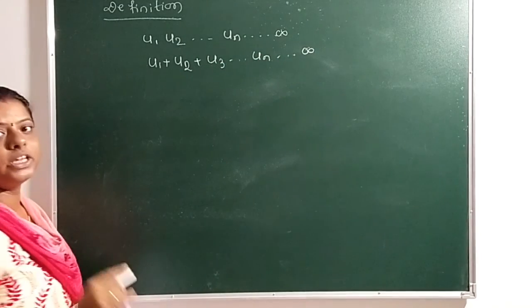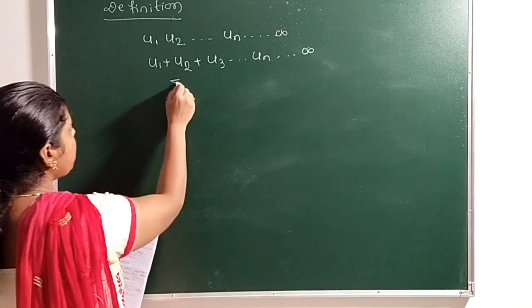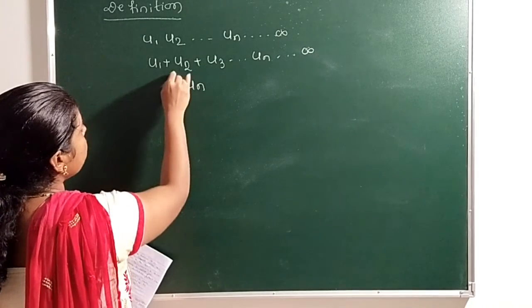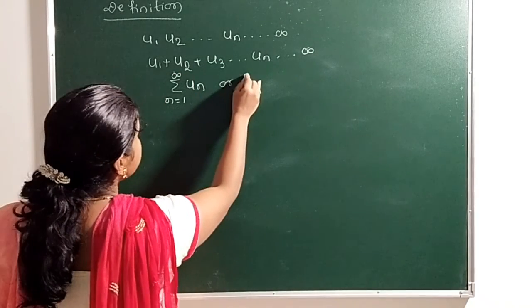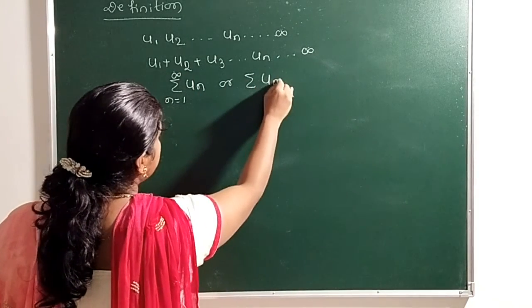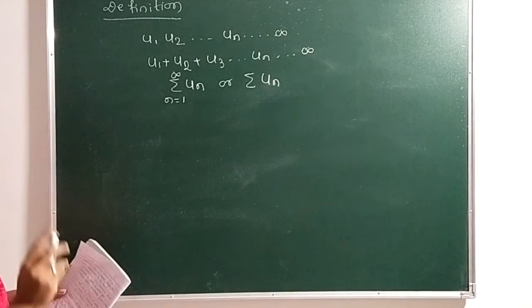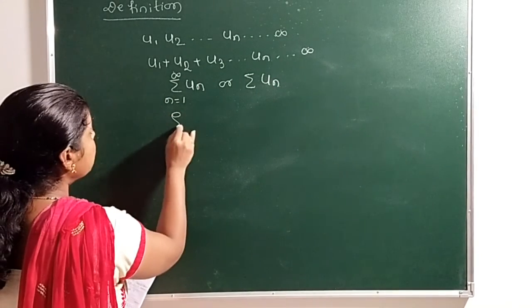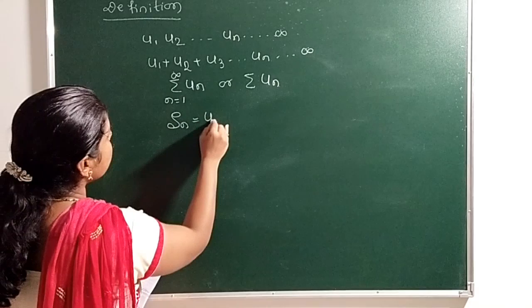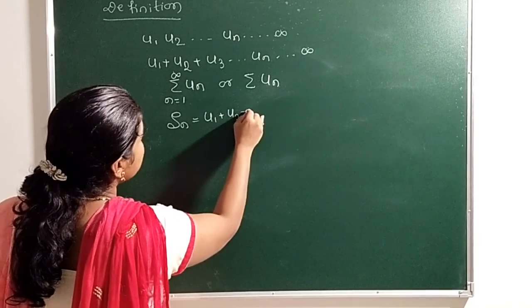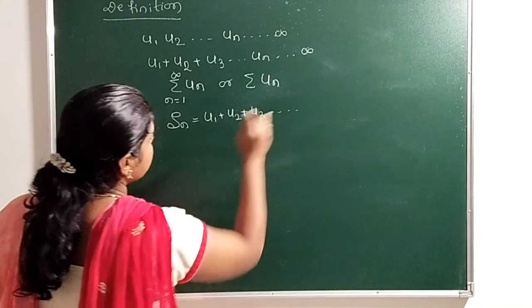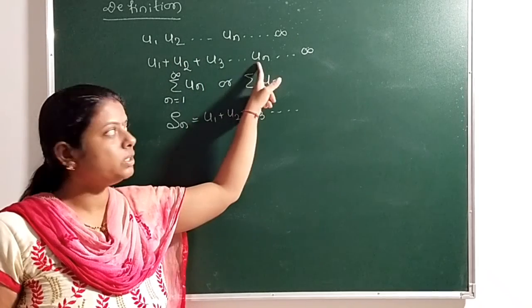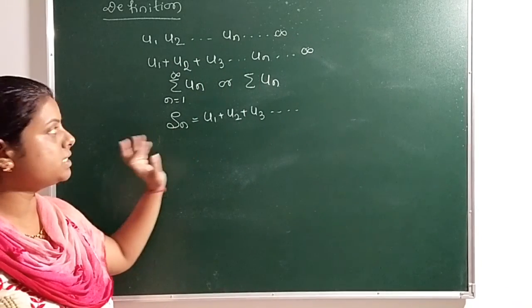This sum of the U terms we write in the form of summation of Un, that is n equal to 1 to infinity, or simply we write it as summation of Un. Now the sum of all these terms we denote by Sn, which is equal to U1 plus U2 plus U3 and so on.